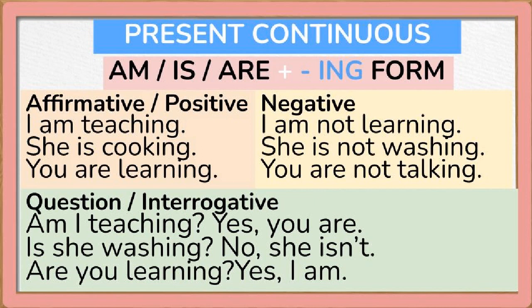Here are some more examples of affirmative, negative, or interrogative forms in the present continuous. I am teaching. She is cooking. You are learning. I am not learning. She is not watching. You are not talking.